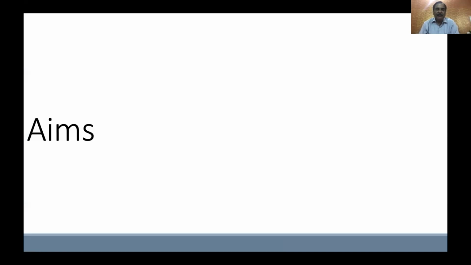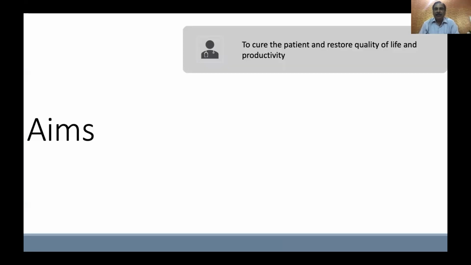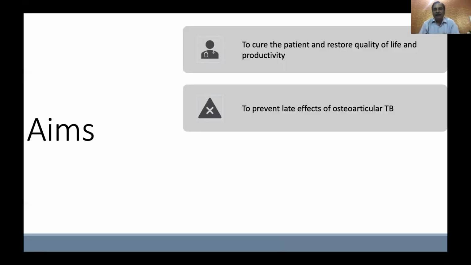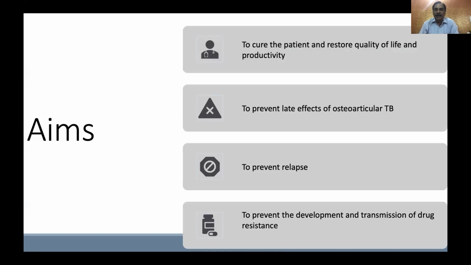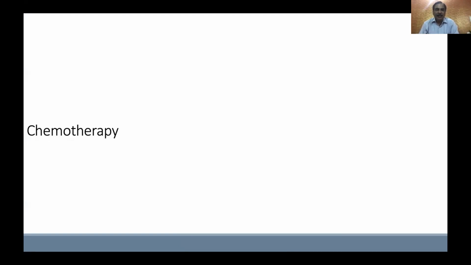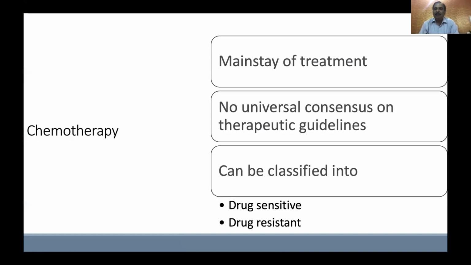About the treatment, the aims of the treatment are to cure the patient and restore the quality of life and productivity, to prevent the late effects of osteoarthritis of the joint, to prevent relapse, and to prevent the development of drug resistance. The chemotherapy is the mainstay of the treatment. There's no universal consensus on therapeutic guidelines. I'll give you what is mostly agreed upon, and the treatment can be classified into drug sensitive and drug resistant.